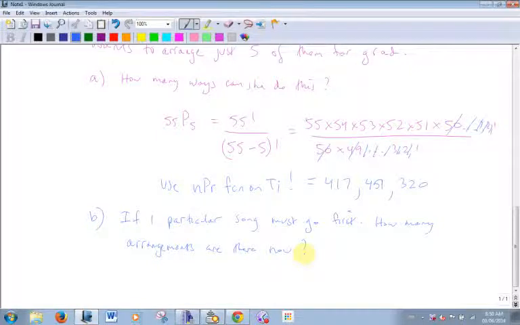Well, what does common sense say? You've already chosen one song. You got to choose 4 more out of how many? Now you're down to 54. You've chosen that one, so you're not going to play the same song twice, right?